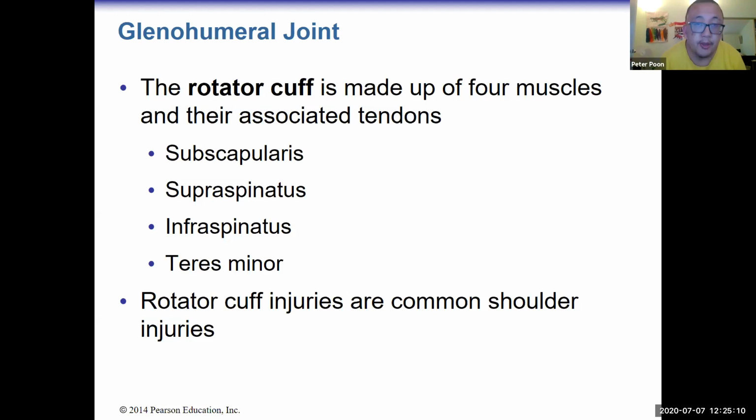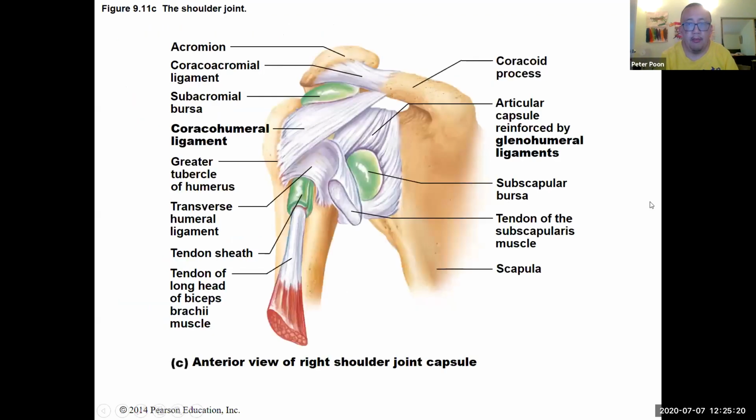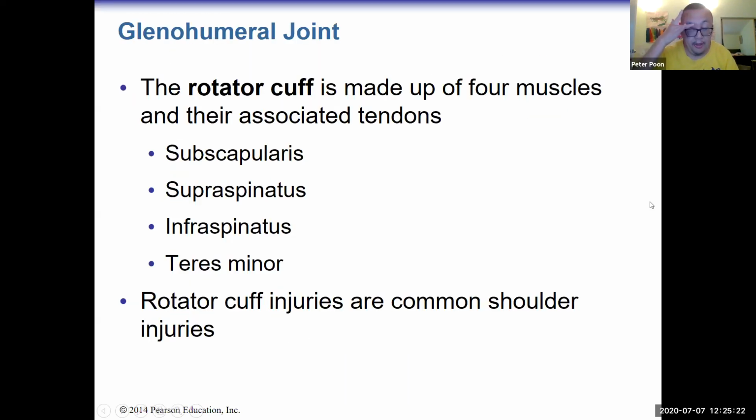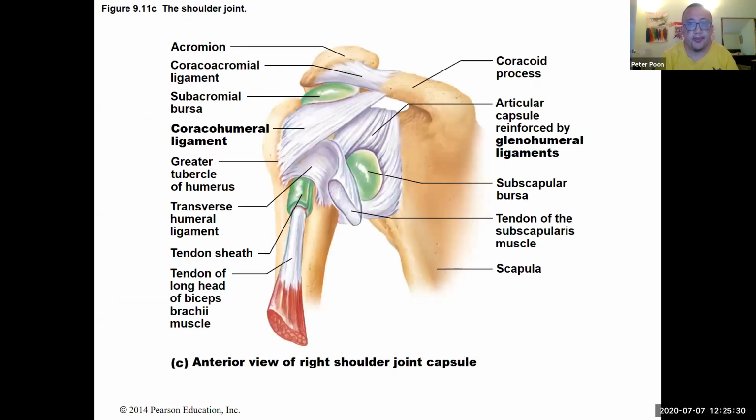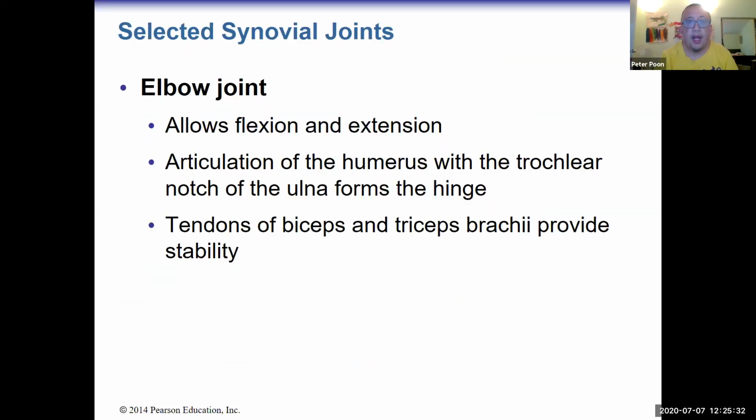I'm going to start muscles right here. The muscles that protect your shoulder are called the rotator cuff, and here are the four of them. I'll make sure to point out all these muscles next week.